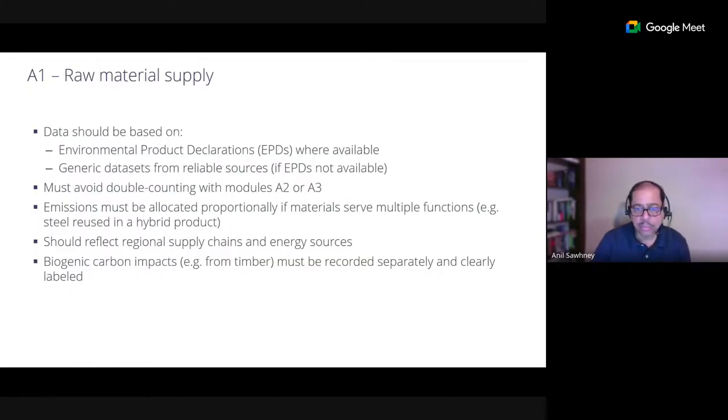Emissions must be allocated proportionally if materials serve multiple functions. For example, if steel is reused in a hybrid product, it should reflect the regional supply chains and energy sources. Biogenic carbon impacts, for example timber, as per our standard, are calculated and reported separately and clearly labeled, because they're really acting as a carbon store. So you don't want to include that in your A1 calculations. As I showed in the figure, they should be reported separately.